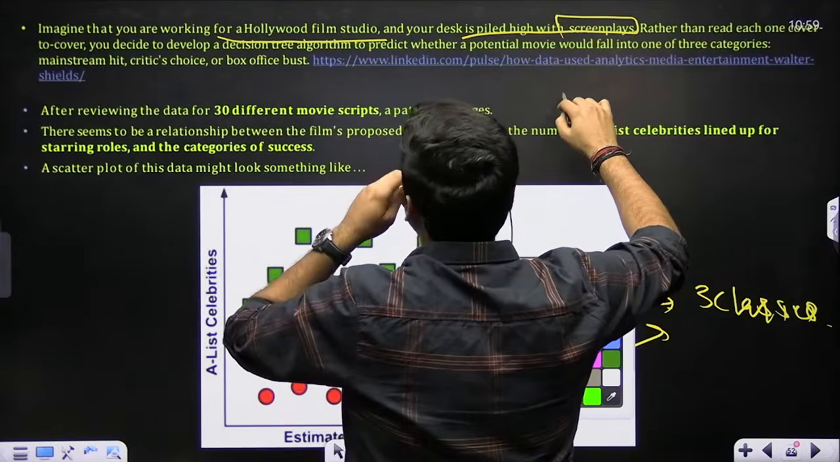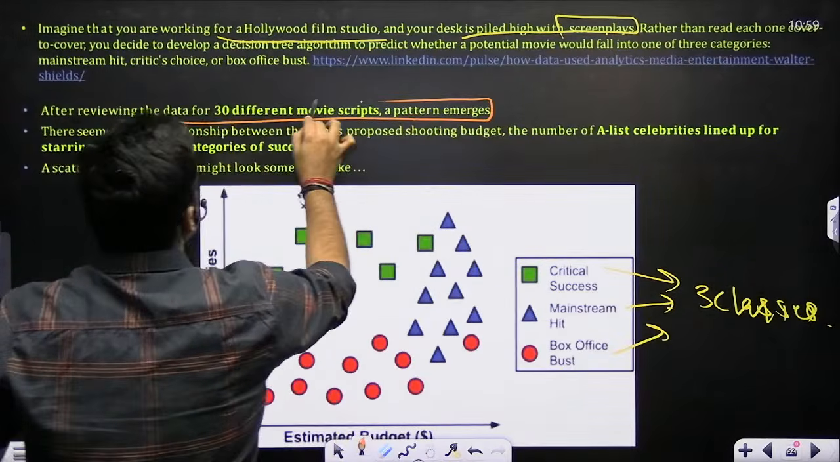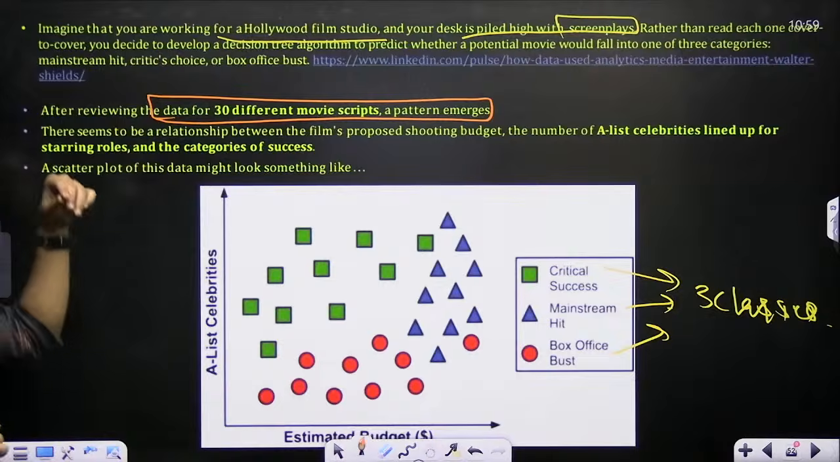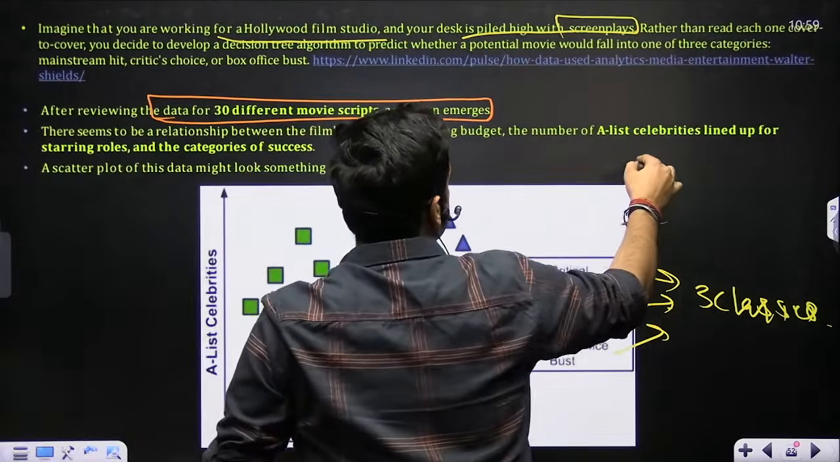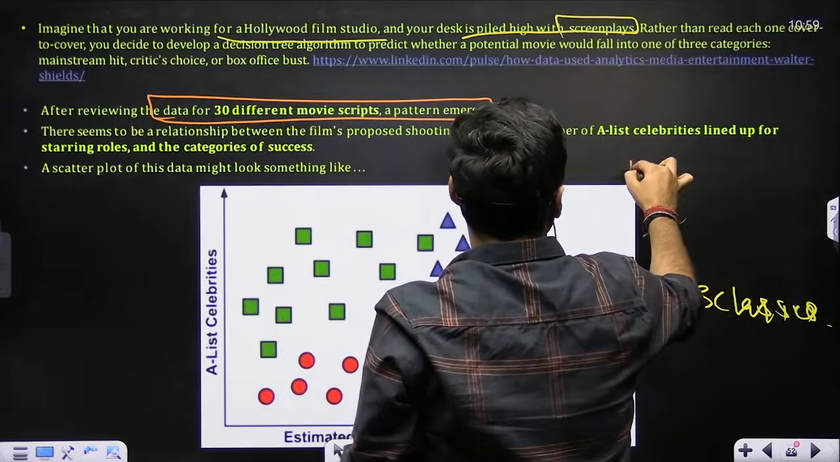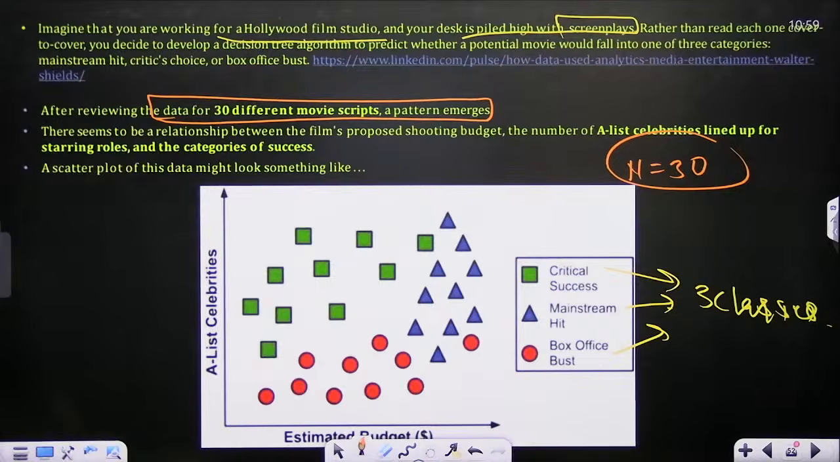So how many movies are there? The sample set has 30 data, 30 different movie scripts. So I would write n is equal to 30.